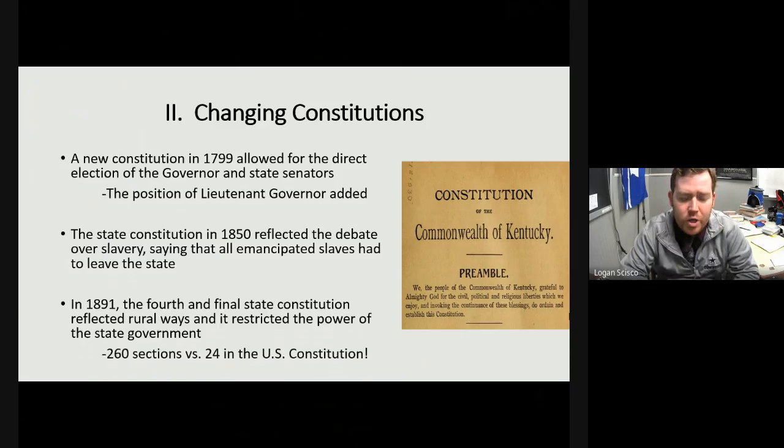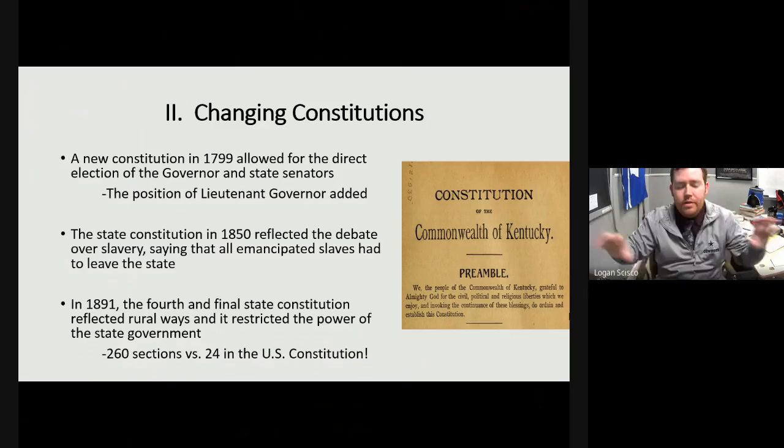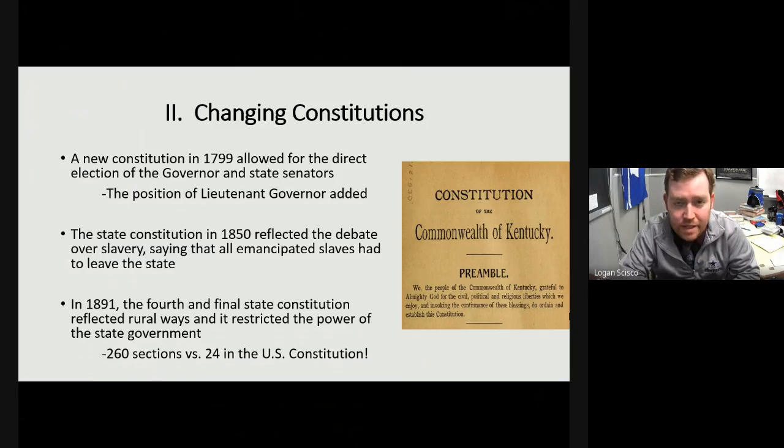And nowhere is this made clearer than the fact that Kentucky's constitution in 1891 has 260 sections in it versus 24 for the national government. Because the national constitution tends to be very broad. It tends to be very open in terms of how it can be interpreted. But Kentucky's constitution, like many state constitutions, is very specific. And because of that, we have a lot more limitations on government than you can find at the national level.